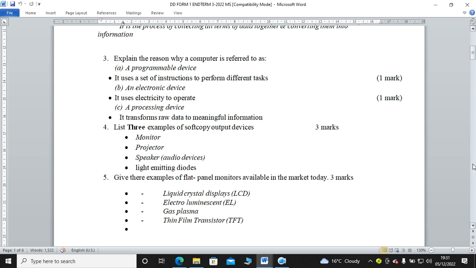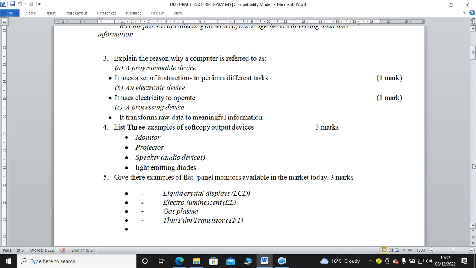Question number 4. List 3 examples of soft copy output devices. To start with, we are supposed to know what a soft copy output device is. This is a device that produces intangible or untouchable output. Examples are monitor, projector, speakers or audio devices. You also have light emitting diodes.